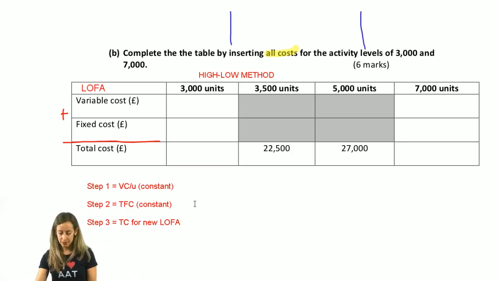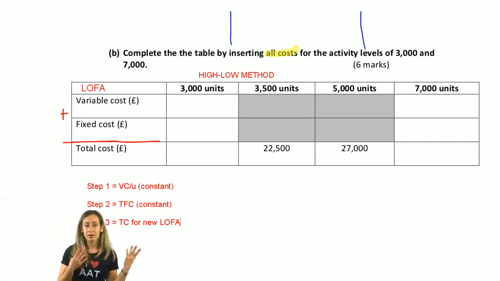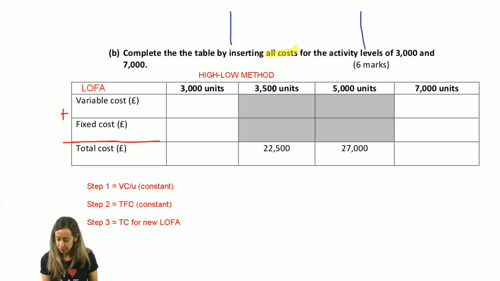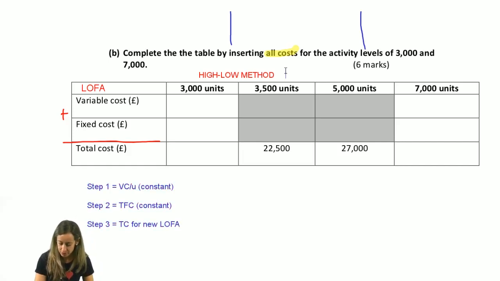So how do we do this? Well, to be able to do this, as we said, we need to have the data for 2 levels of activity and their total costs. And we have to identify which one of the activities is the lower one of the 2. Looking at this, we have 3,500 and 5,000 units, so clearly we can say that the 3,500 units is the low level of activity of the 2, so we call it low LOFA, LL, which means that the 5,000 units, which is more than 3,500, is the high level of activity, we call it high LOFA.